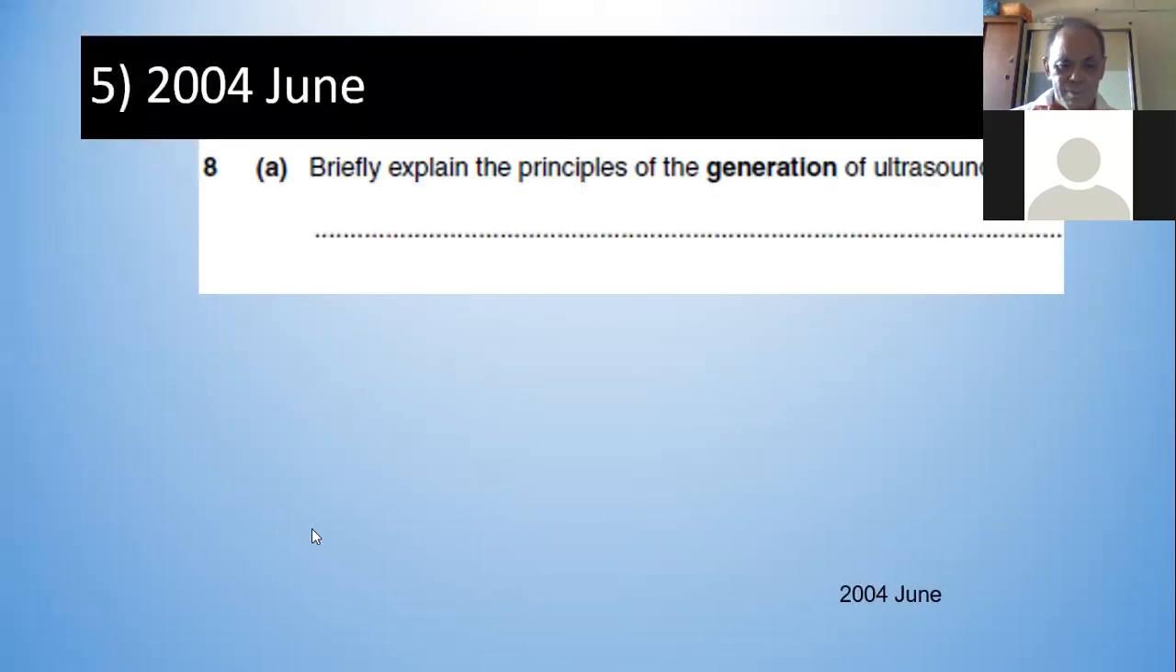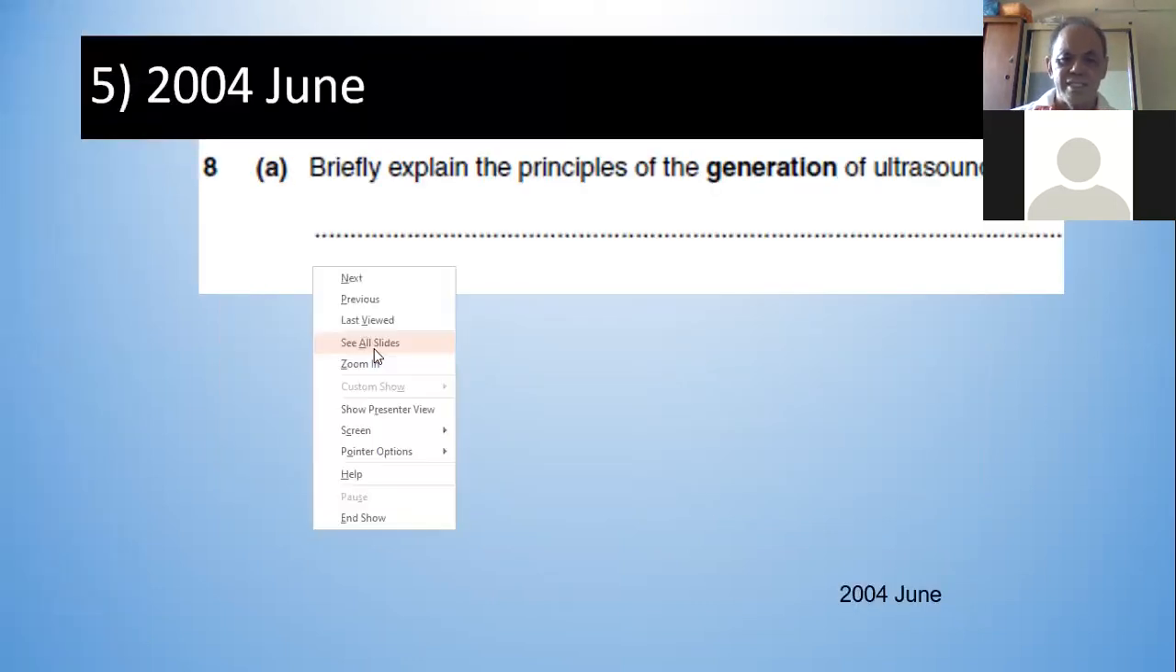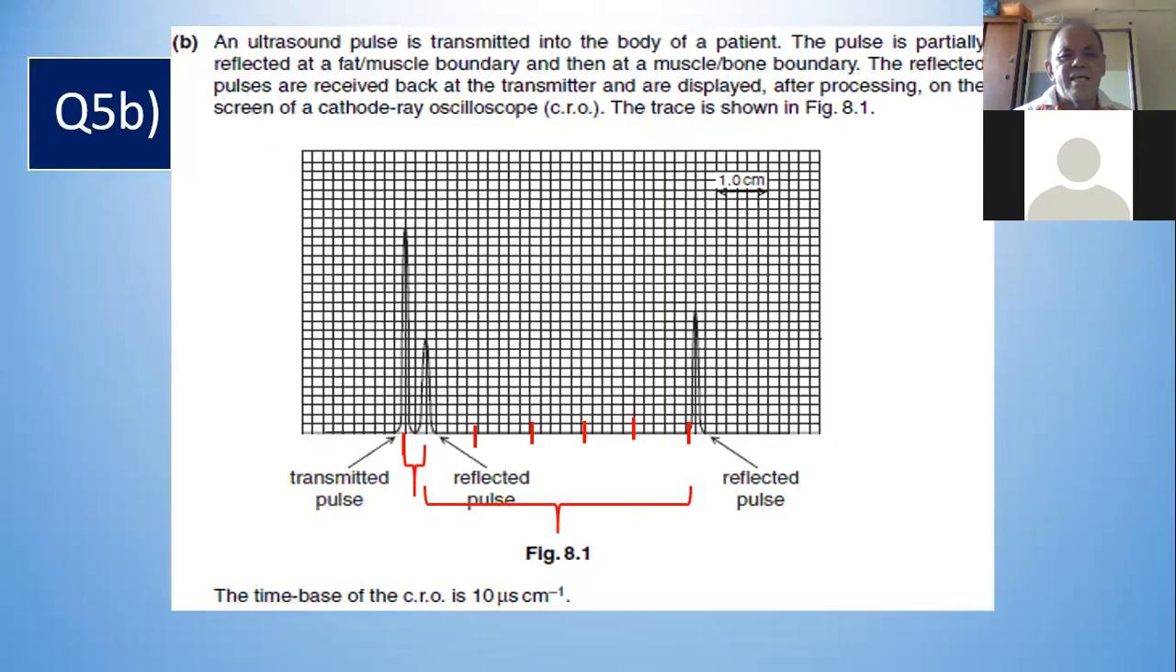Okay, I think we won't bother about this one. We will try this one later on. Let's try to analyze this one. An ultrasound pulse is transmitted into the body of a patient. The pulse is partially reflected at the fat-muscle boundary and then muscle-bone boundary.